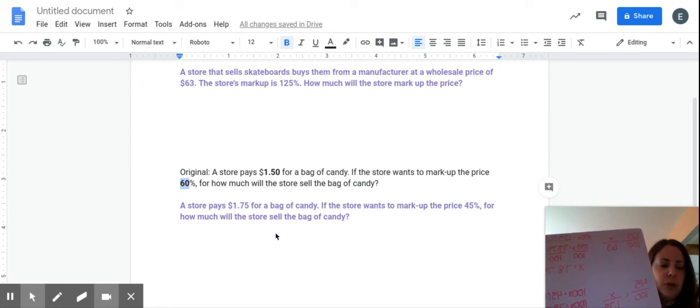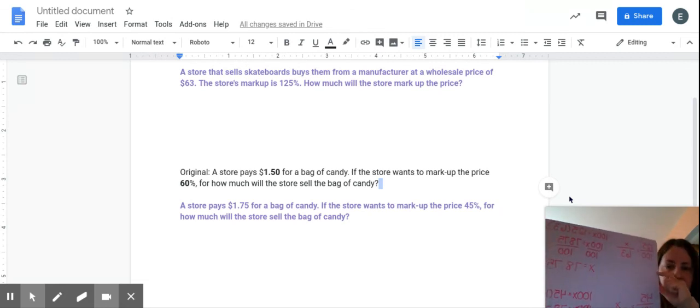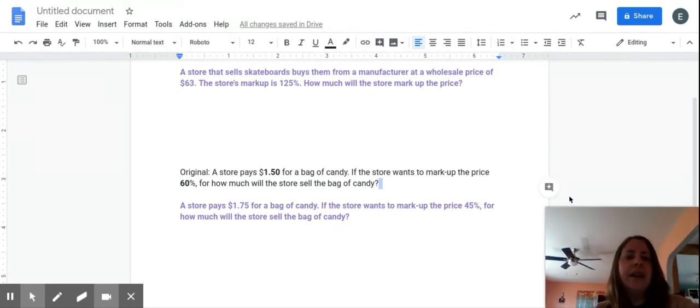So again, you're doing the same thing for both problems. Just use the numbers that she has given you, but you go through the same exact steps: cross multiply, divide by 100, and then you're done for the first one. For the second one, cross multiply, divide by 100, and then add to that original price of what the store pays for the bag of candy. Okay, that should help you out with today's math.